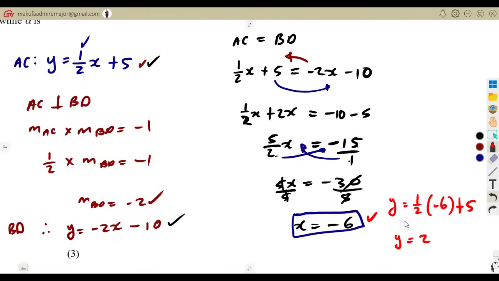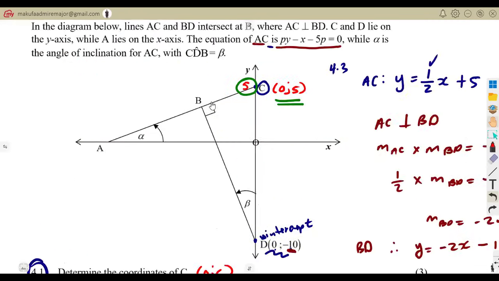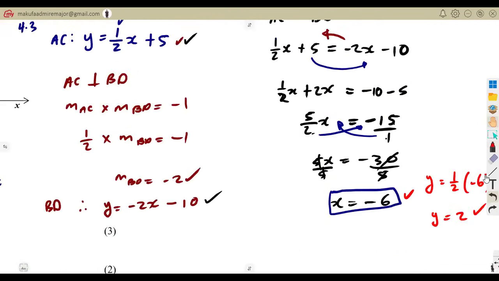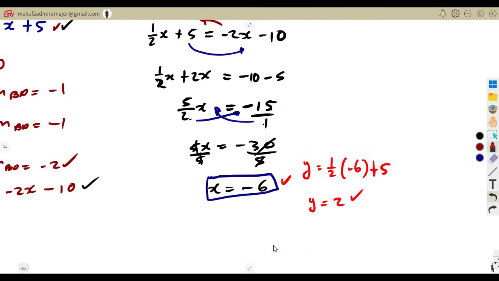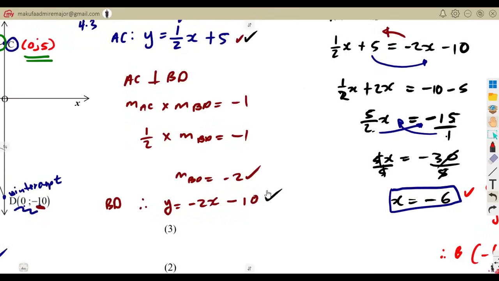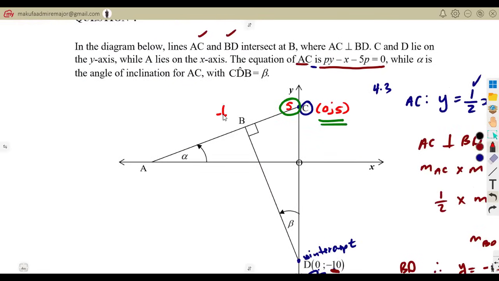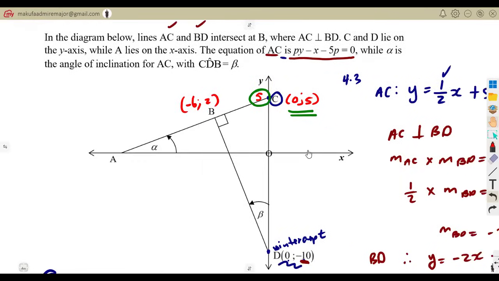So that's it, guys. We have the x value and the y value, meaning to say we have the point that we need, which is our point B. The coordinates of that point B, with the value of x that we have, which is -6, and the value of y that we have, which is 2, was going to give us the point B, which is (-6, 2). All right, that's it there.